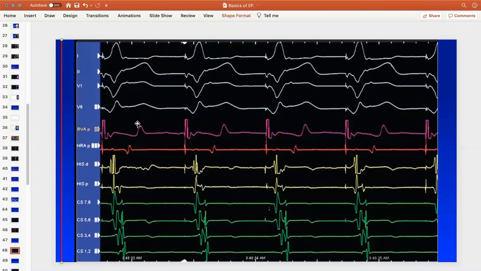We have also the high right atrial. So we look at the channels. You have RV apex, you have HRA, and you have your HIS distal, HIS proximal, and then CS 7, 8, 5, 6, 3, 4, and 1, 2. Okay, so with pacing, where are you pacing? The spike is in the high right atrium. Okay. It's coming with the spike on the surface ECG.